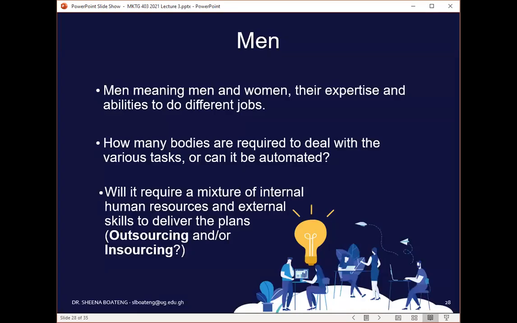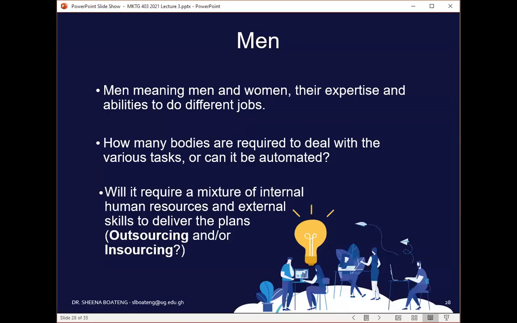When we talk about men, we're talking about the fact that we need to have enough men and women, being human resources, with the necessary expertise and abilities to do different tasks that we have outlined in our e-marketing plan. Because if we do not have the manpower, we will not be able to implement the necessary activities that we require to be able to ensure that our e-marketing objectives are achieved.